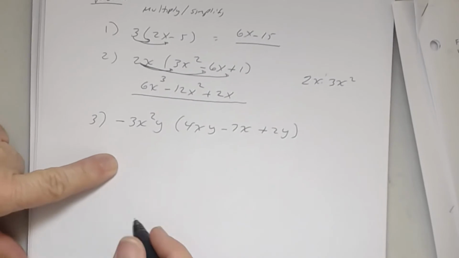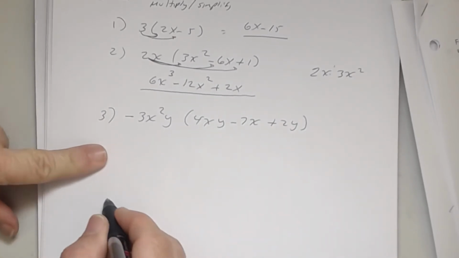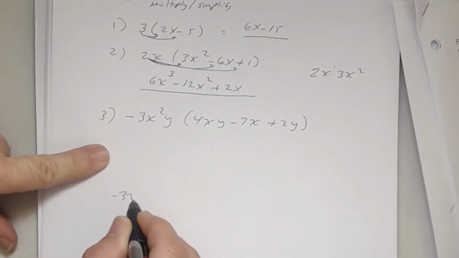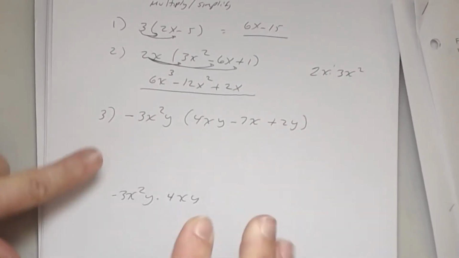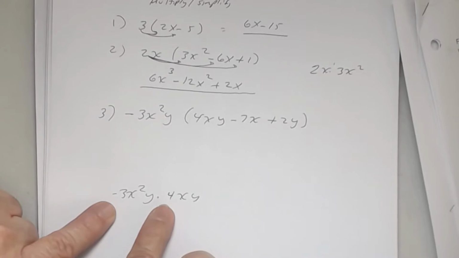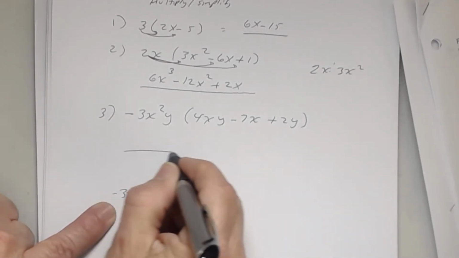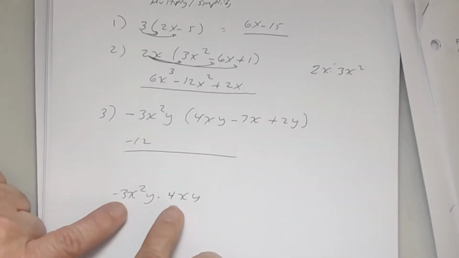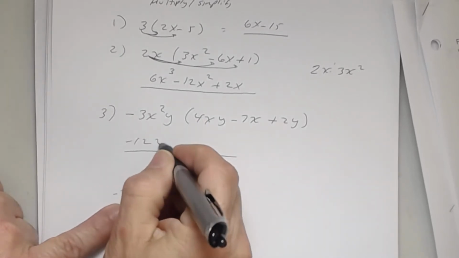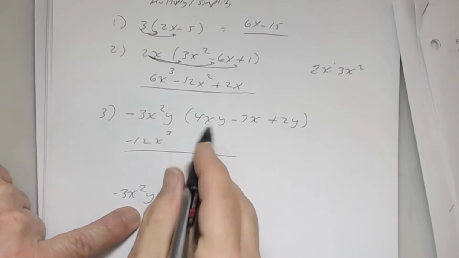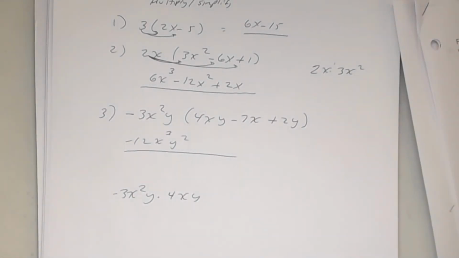Now, remember in your mind, and if you need to write things out, you write things out. So basically you're saying negative 3x squared y times a what? 4xy. So negative 3 times 4 is negative 12. So far I have a negative 12. Now do the x. What's x squared times x? X cubed. And now y times y is y squared. All right, so you agree with that part. So that's my first term of the answer.